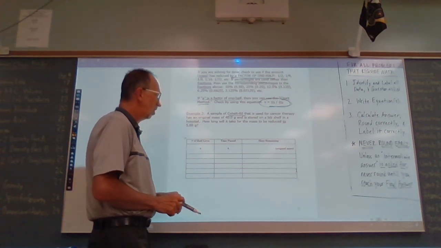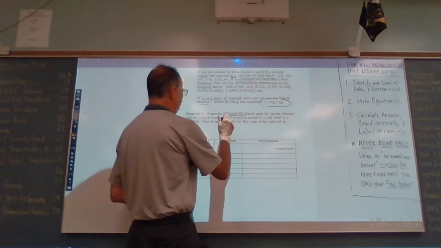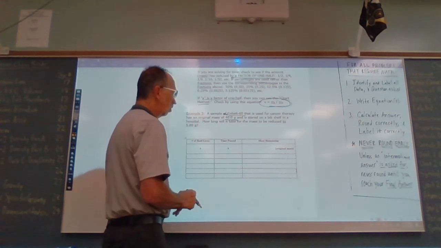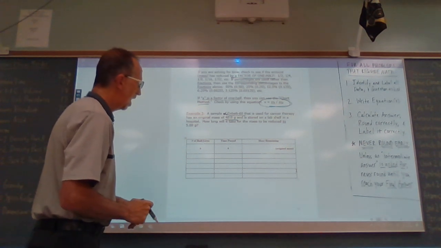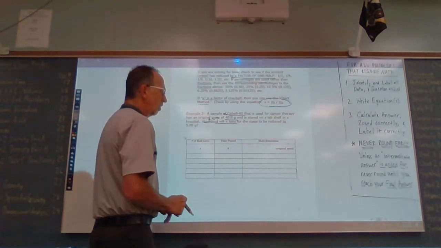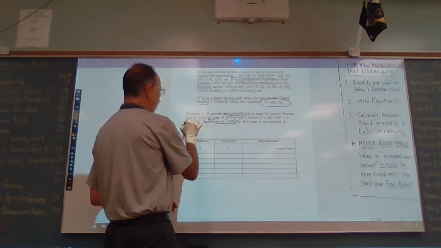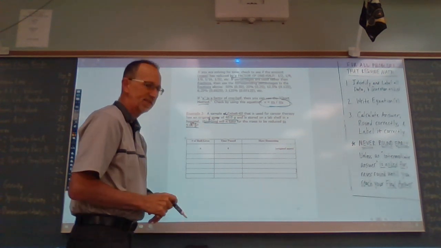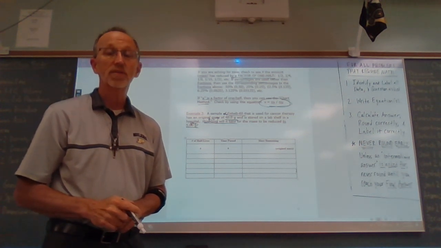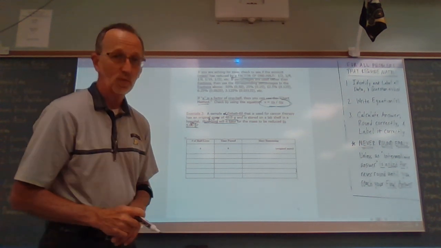If a sample of cobalt-60 used for cancer therapy has an original mass of 40 grams, that's our original, MO, and is stored on a lab shelf in a hospital, how long will it take, so we're looking for T, for the mass to be reduced to 5 grams? So that's our remaining mass, 5 grams. Let's see if this reduction in mass is a factor of 1/2.